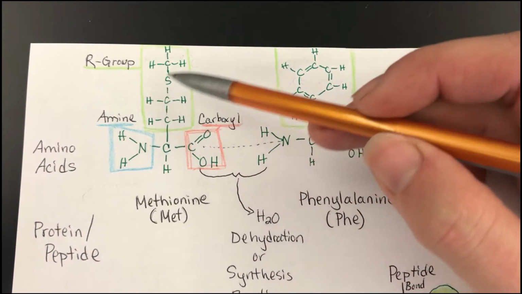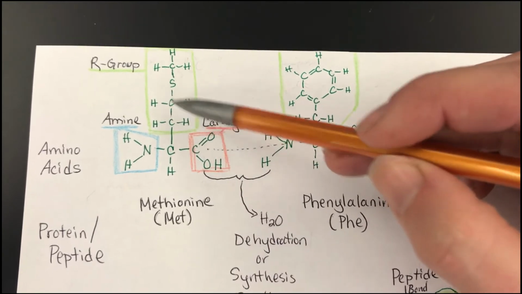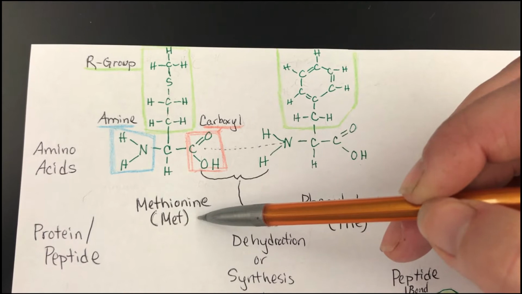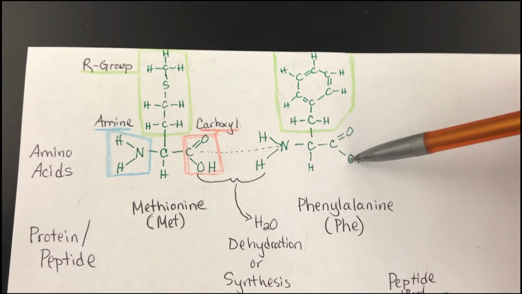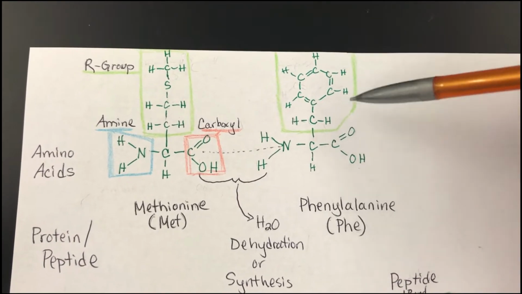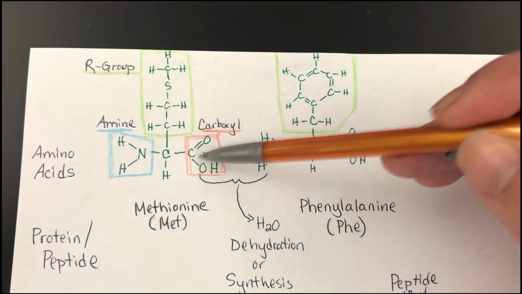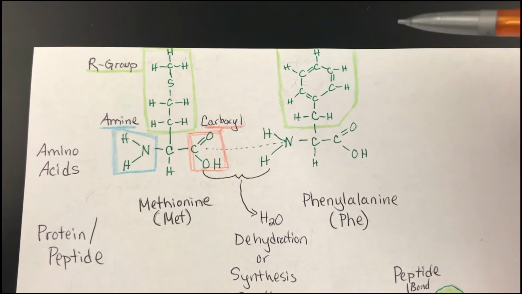So this entire molecule here, the amine, the carboxyl, and this exact R group, means that this amino acid is called a methionine. Another example, we have an amine, a carboxyl, and a different molecule up here, a different R group. This is called phenylalanine. And so here we have methionine and phenylalanine, two of ultimately 20 different amino acids.